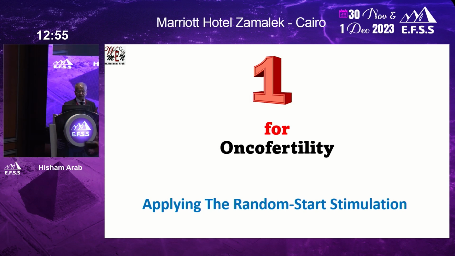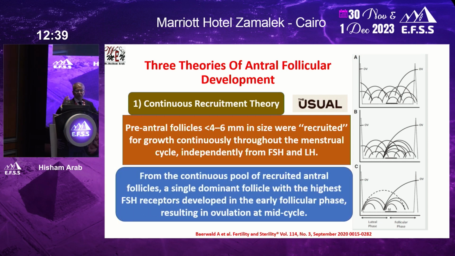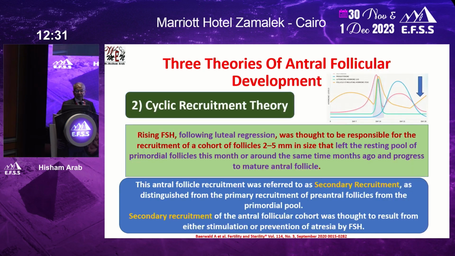So you want to have a quick start, and that's what we call a random start of stimulation. But is this scientific, or is this physiological? Well, we have seen the usual, where under the stimulation of FSH, the small pre-antral follicles start to grow, and then they reach the stage of what we call the antral follicle development, and then lead to ovulation. Fair enough. But what will happen really, I want to draw the attention to what we call the cyclic chemotherapy.